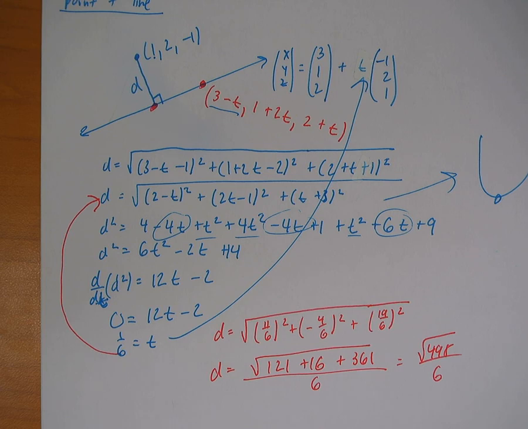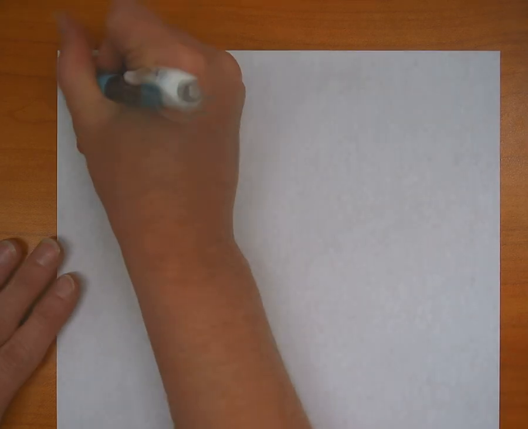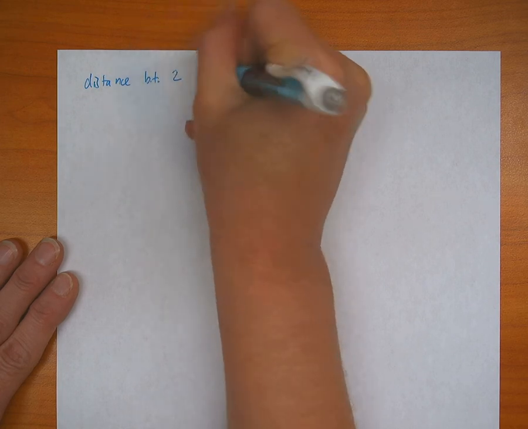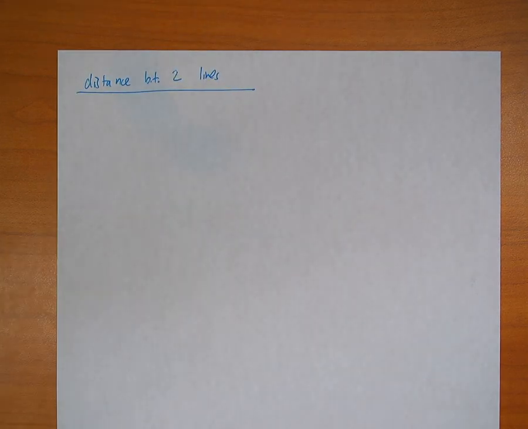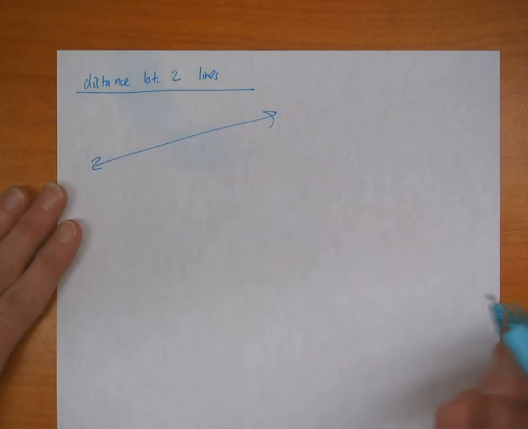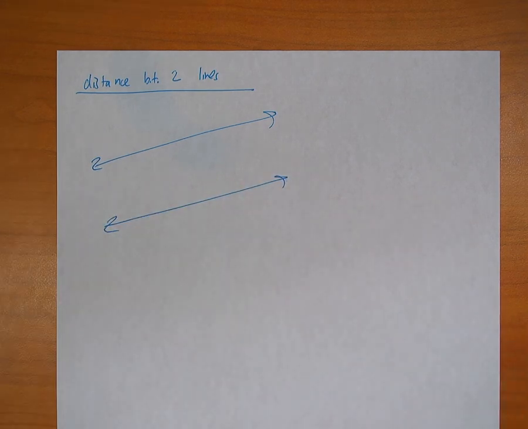Okay, let's move on to the next idea. What about if we want two parallel lines or two skew lines? What if I want to find the distance between two lines? The distance between two lines, whether they are parallel or skew, either way will work here. So I've got two lines. I'll look at the parallel case just because the skew case is very hard to draw on the paper.